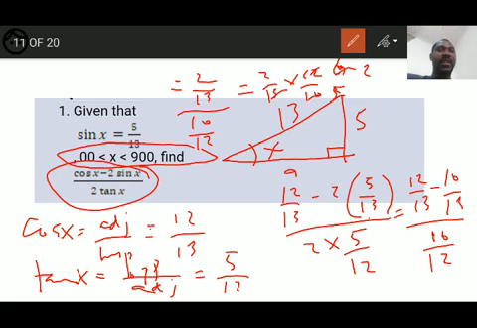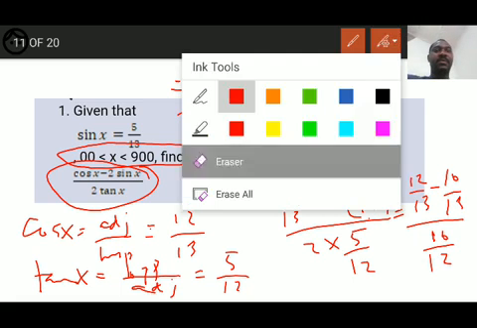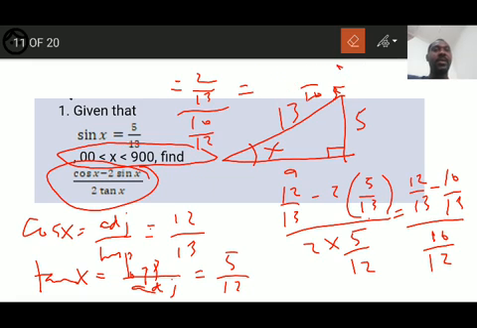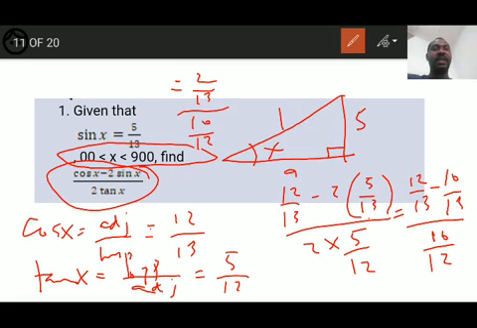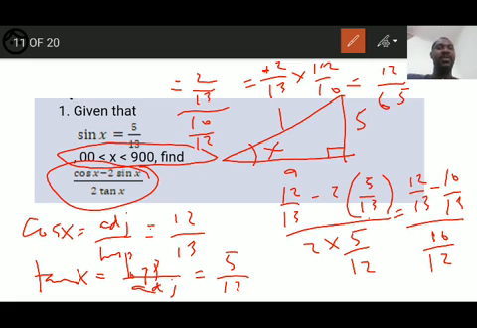So let's do that again. We have 2 over 13 times 12 over 10. Okay, and that's going to give us 12 all over 65, which is the answer to that question. Thank you very much.